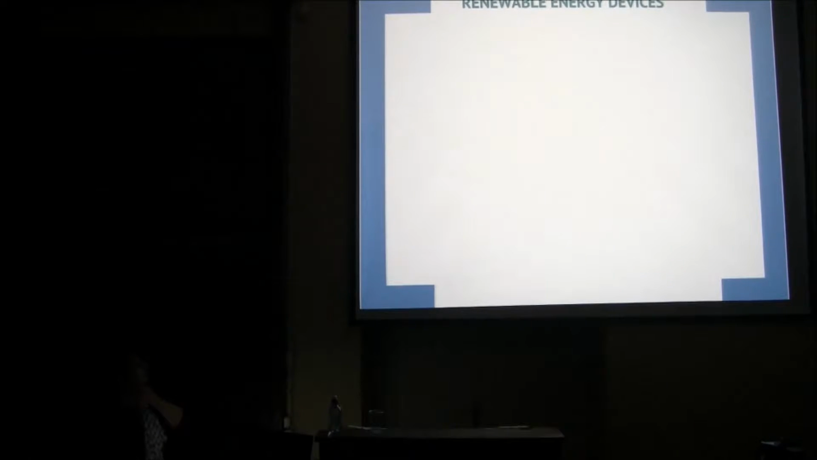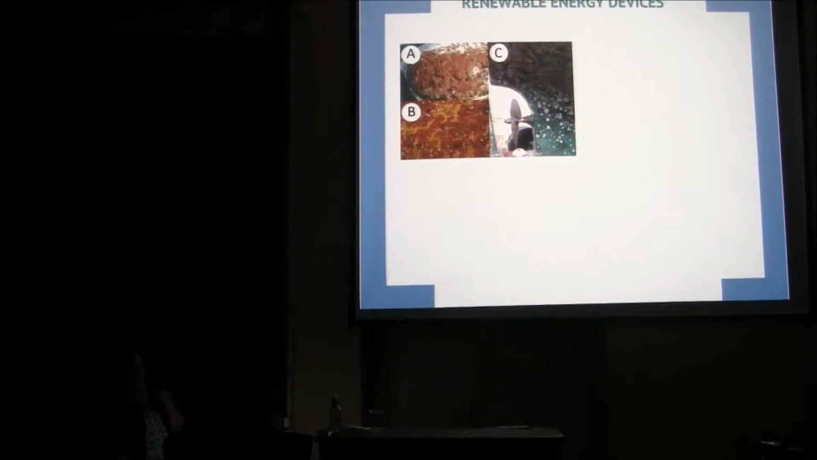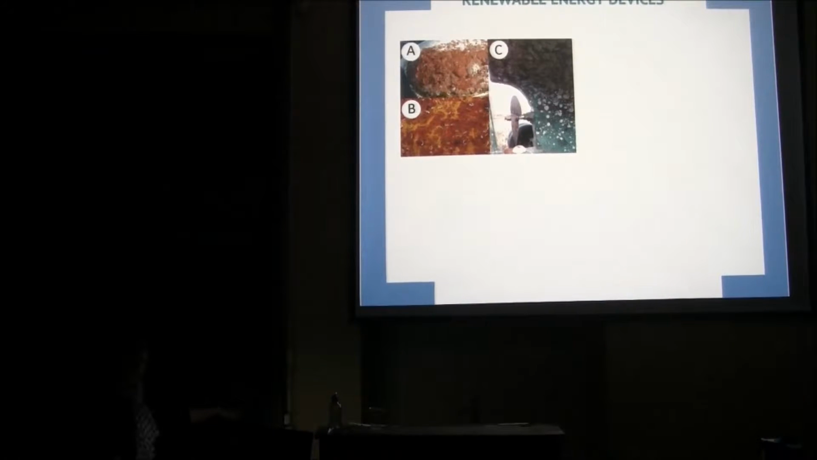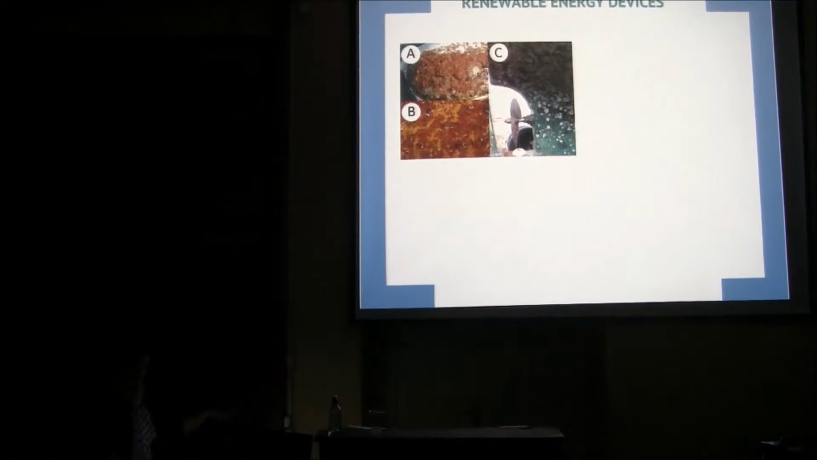So the different kinds of renewable energy devices. As I said, we're finding it growing on all kinds of things, and it mostly grows near the surface of the sea. It likes to be near the daylight, I think.